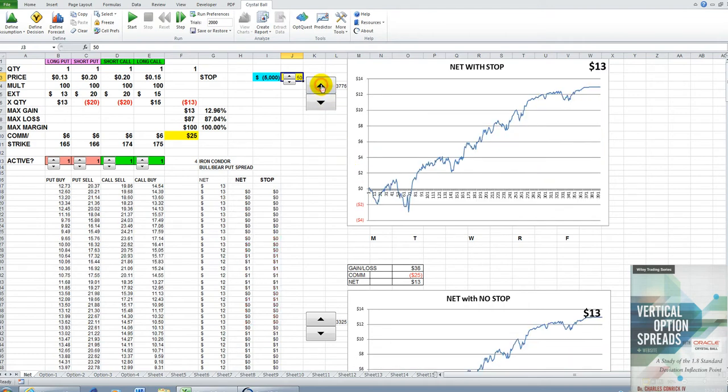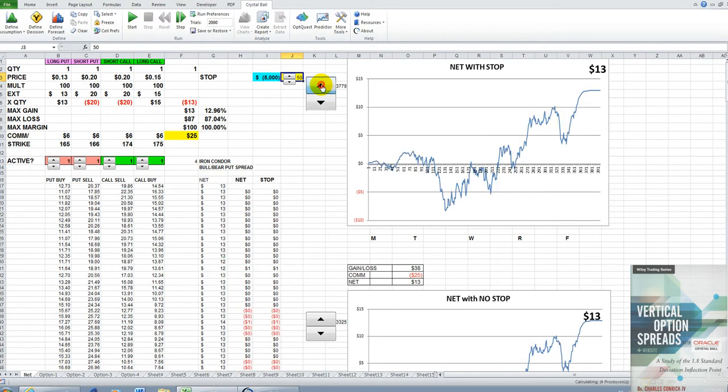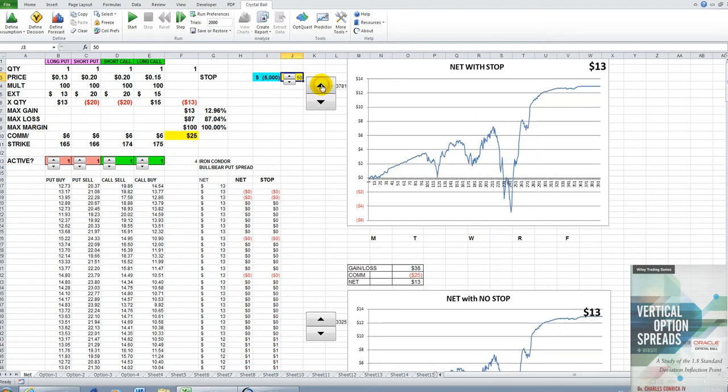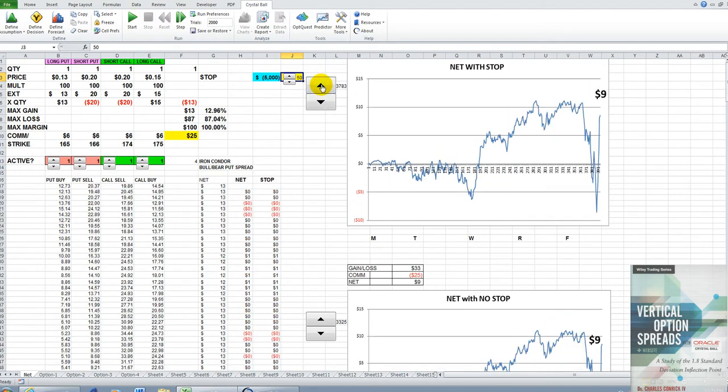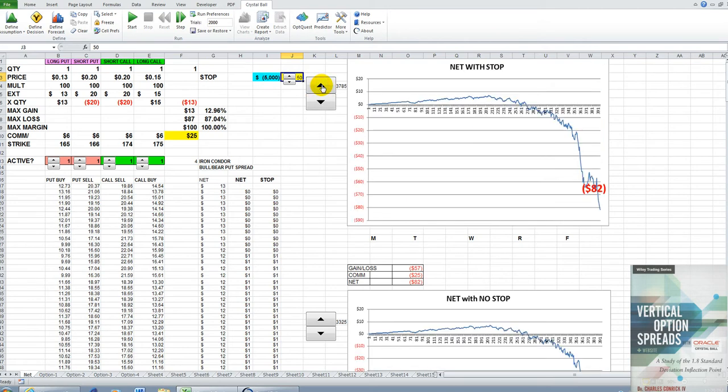Let's see if we can get a loser in here. It'll be unusual because of the probabilities running in your favor. So I'm just clicking through a whole bunch of them. There we go. Finally, there's a loser.